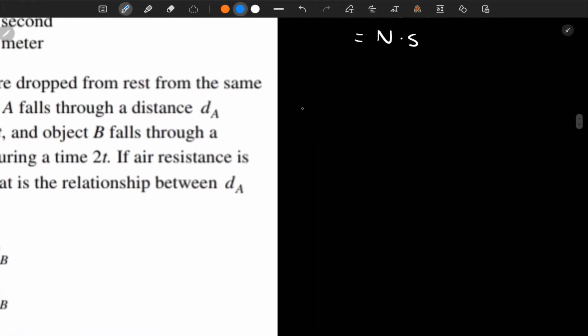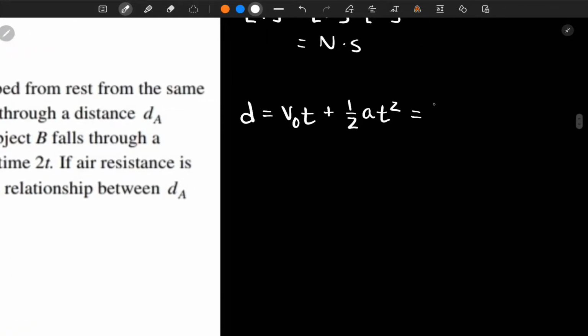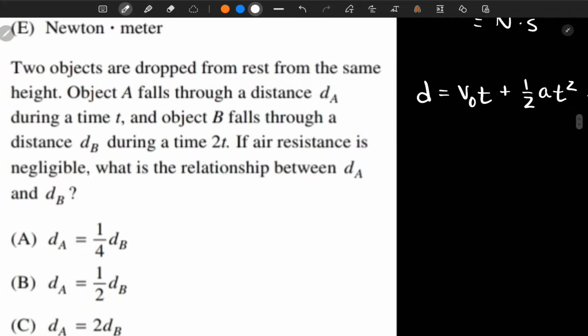Well, recall that the kinematic equation for distance is d is equal to v naught t, where v naught is the initial velocity, plus 1/2 a t squared. Here, we start both masses from rest, so that this should be equal to g over 2 times t squared, where I've used g because that is the acceleration in this problem.